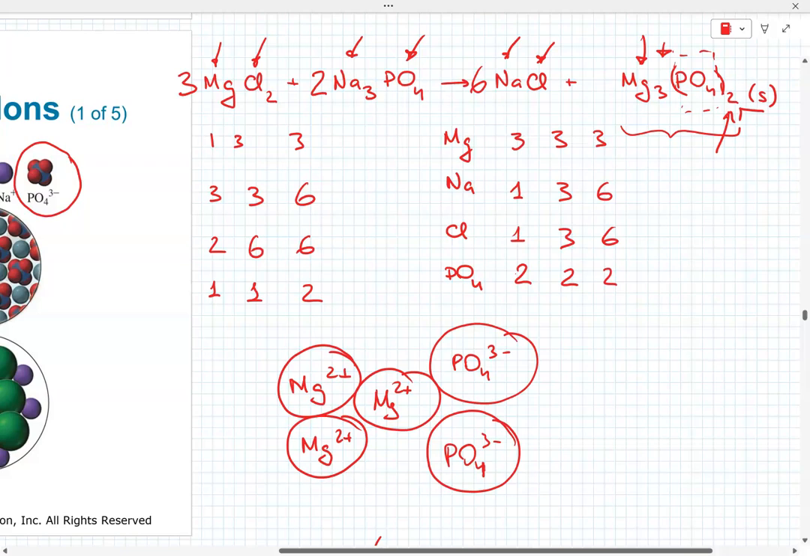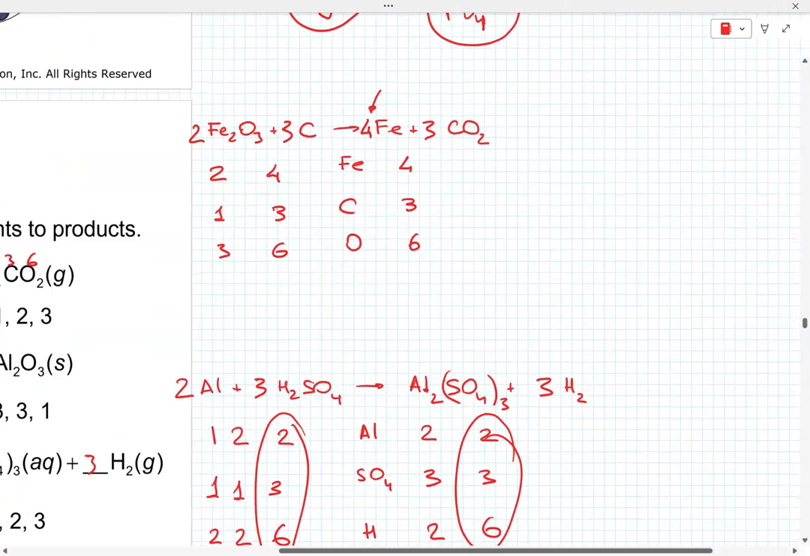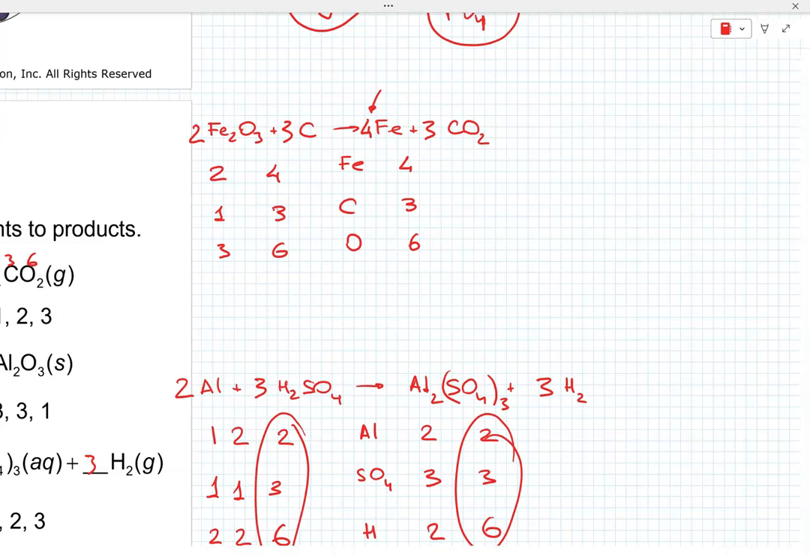Not trying to be a jerk or anything, but in my opinion, you've got to balance it. It has to happen. There is no excuse to get it wrong, because you can count the number of atoms. If they don't match, that's not right. Try something else, okay?